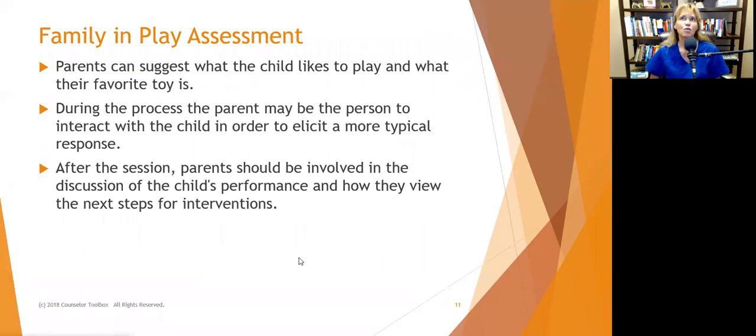Parents can suggest what the child likes to play and what their favorite toy is. Not every child likes to play with cars or with blocks or whatever. So parents can give us an idea about, if we want to engage this child to see certain skills, the best thing to do. And during the process, the parent may be the person to interact with the child in order to elicit a more typical response. After the session, parents should be involved in the discussion of the child's performance and how they view the next steps for intervention.